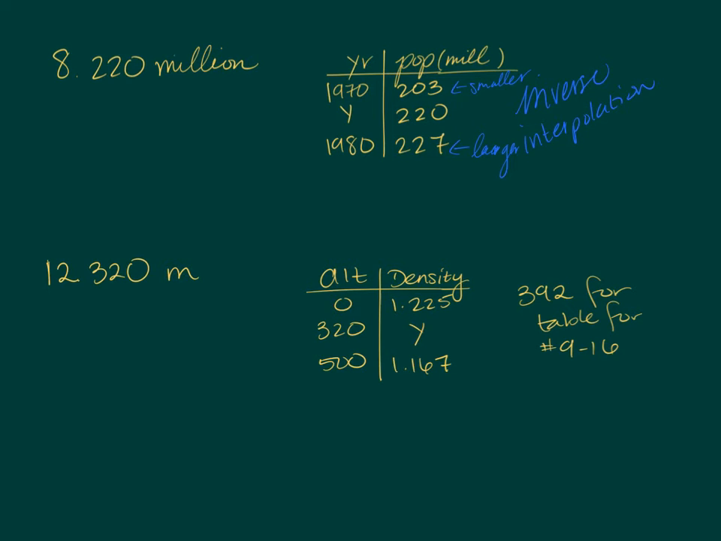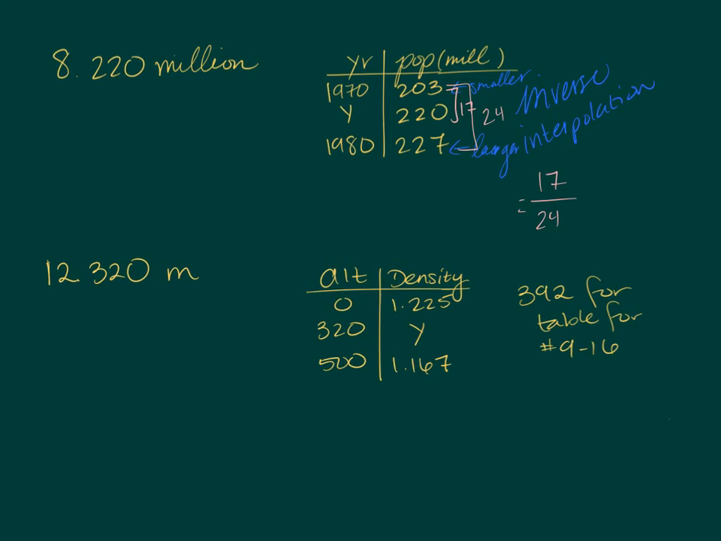So now we need to figure out the difference between each. The difference between 203 and 220 is 17 million. And the difference between 203 and 227 is 24 again, okay? And then we need to figure out what the other side of our proportion is, because right now we have 17 over 24. We need to figure out what the left side is going to be.